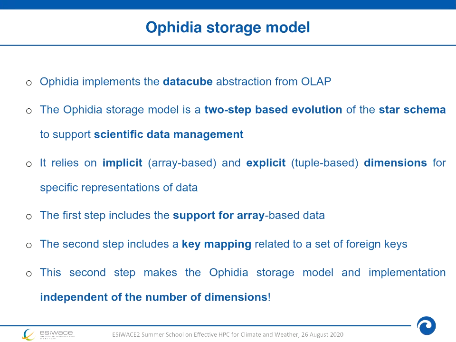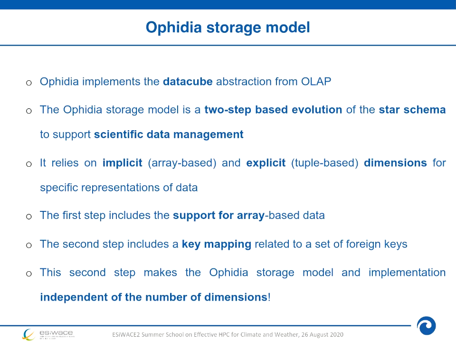So the Ophidia storage model implements, as I said, the data cube abstraction from OLAP systems. It is a two-step evolution of the star schema. For those who are not familiar with the star schema from data warehouses, this is basically a logical data model, similar to the relational model used for databases. It consists of a single table for the numerical values, which can be associated to the variable, and a set of tables, one for each dimension.